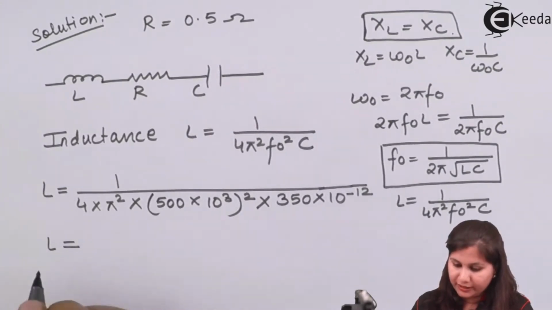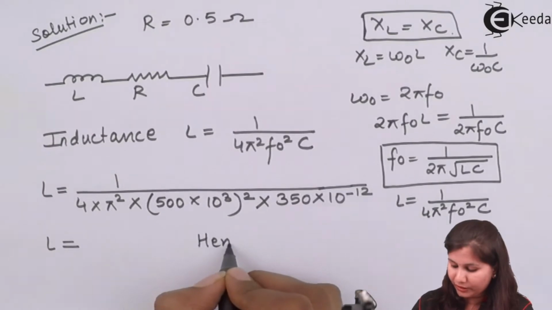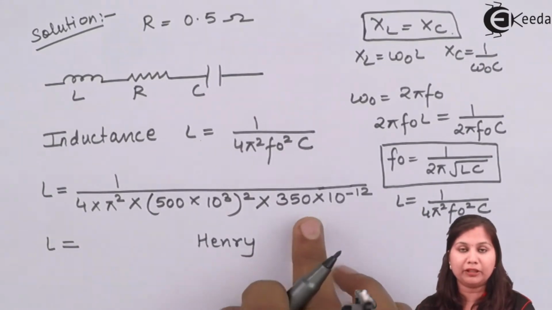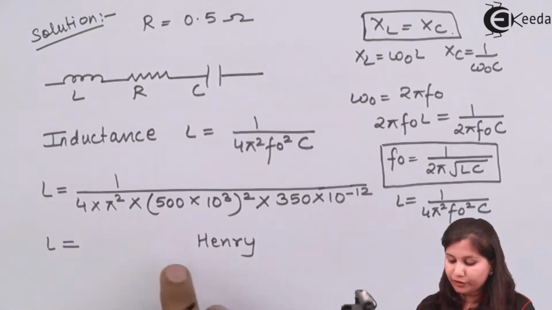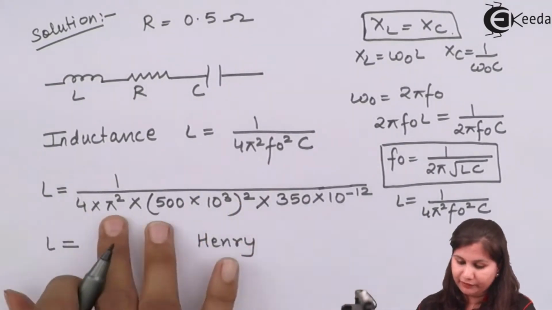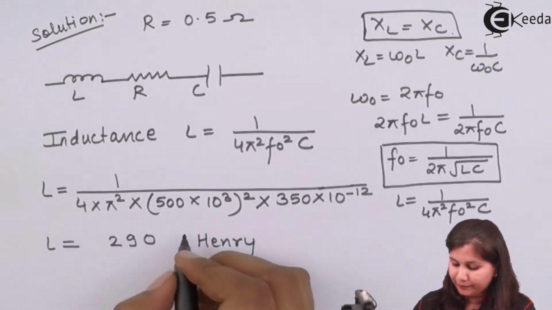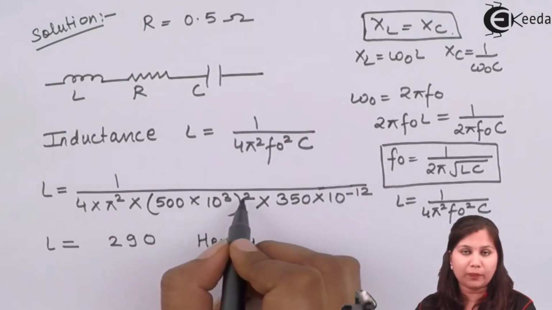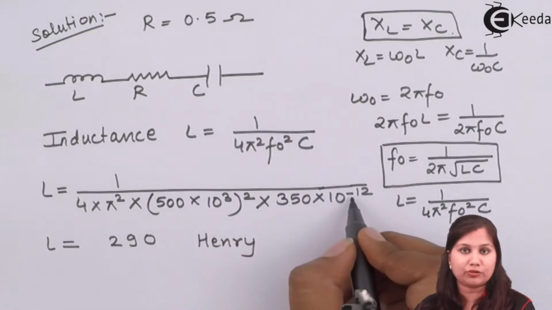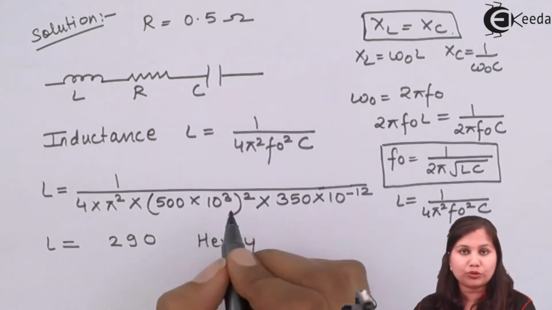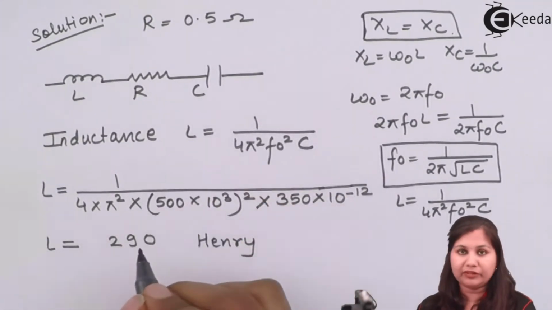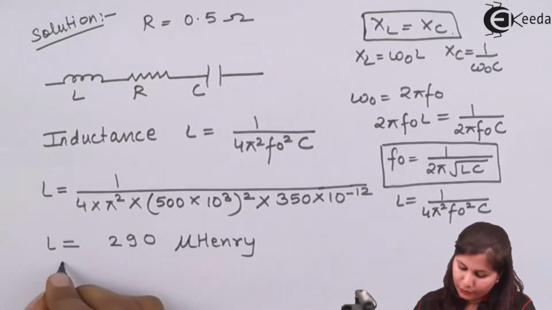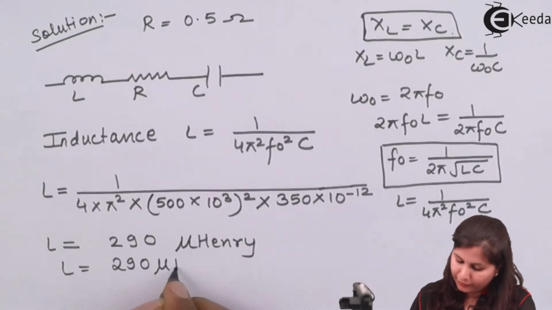If we solve this, we will get the value of L in the units of Henry, because we have converted kilohertz into hertz and picofarad into farads. So we will get the standard unit of inductance as Henry, and after solving it, we get the value as 290. The unit for L is Henry here. Because here we will get 10 raised to the power 3 square, so it will be 10 raised to the power 6, and here we will have 10 raised to the power minus 12, so it will be 10 raised to the power minus 6, and when we convert it, we will get it as 10 raised to the power 6. So we put it here as micro Henry. Okay, so L will be equal to 290 micro Henry.